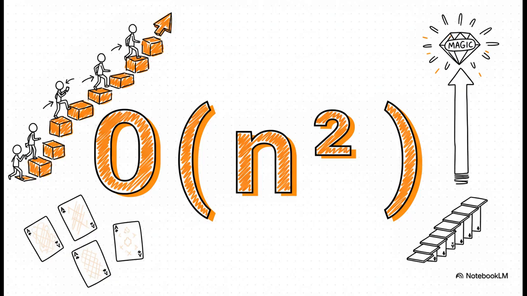Now, this approach totally works. It'll get you the right answer, but it's a bit slow, because for every single element, we might have to look back at all the elements that came before it. That gives us a time complexity of O of n squared. It's a solid start, but we can do so much better, and this is where the real magic comes in.